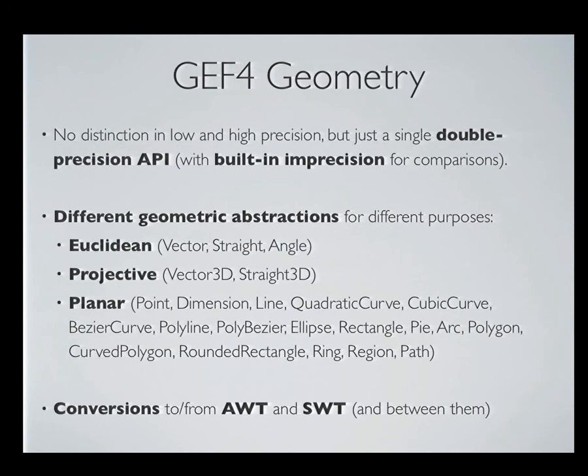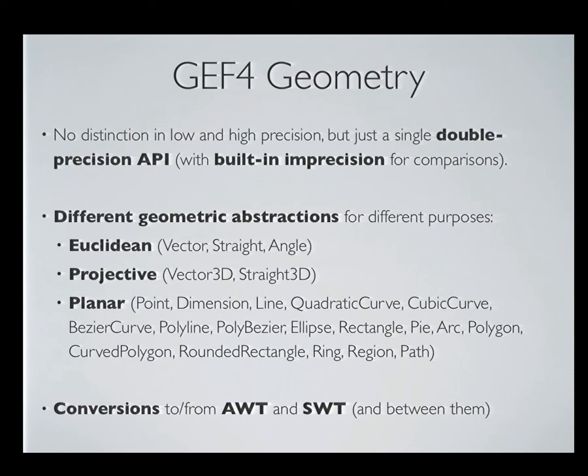Let's start with GEF4 geometry. So the first component that we started in the GEF4 branch does not anymore have this distinction into low and high precision API as Draw2D had, but we just have a double-based API. And we have some built-in imprecision. So all calculations are performed as precisely as possible, and all comparisons are performed in an imprecise fashion. So we can cope with rounding effects that you normally run into if you perform double-based computations.